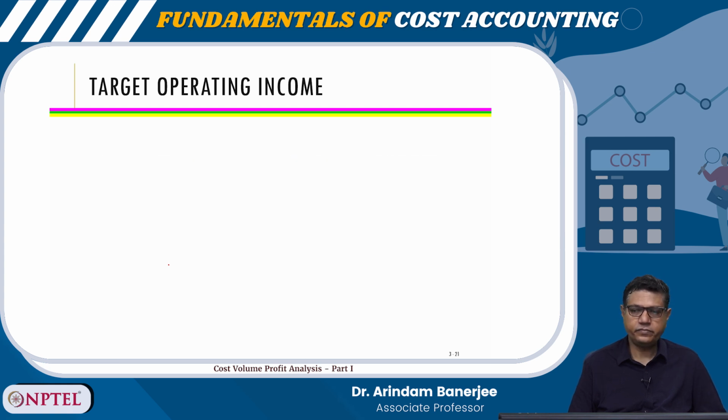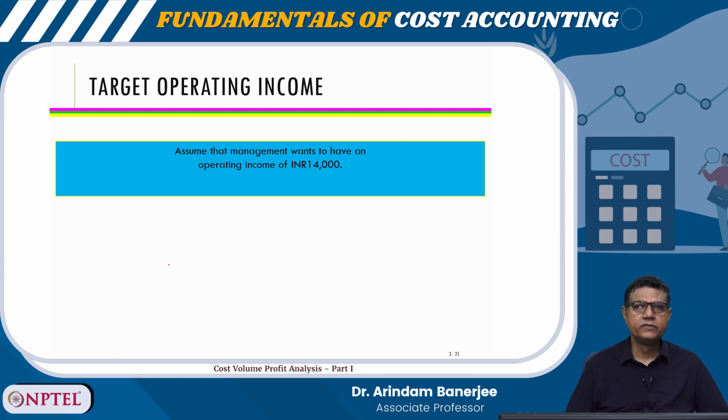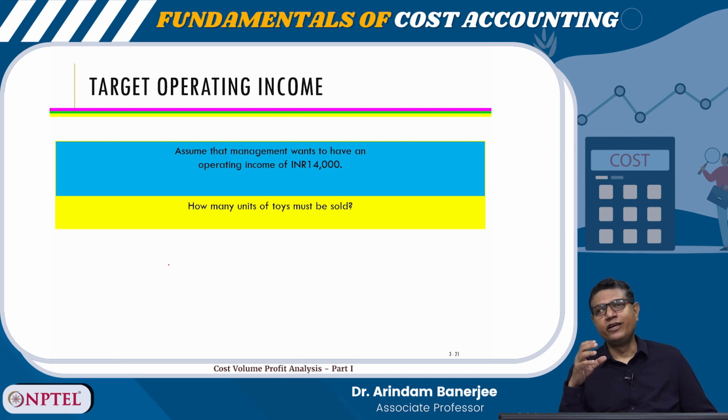So, I can take one example. Assume that the management wants to have an operating income of INR 14,000. How many units of toys must be sold? So, it wants to make a profit. At the break even point, we calculated that I need to produce 3000 units to get into the no loss, no profit zone. Now, I want to earn 14,000. So, how many units of toys must be sold?